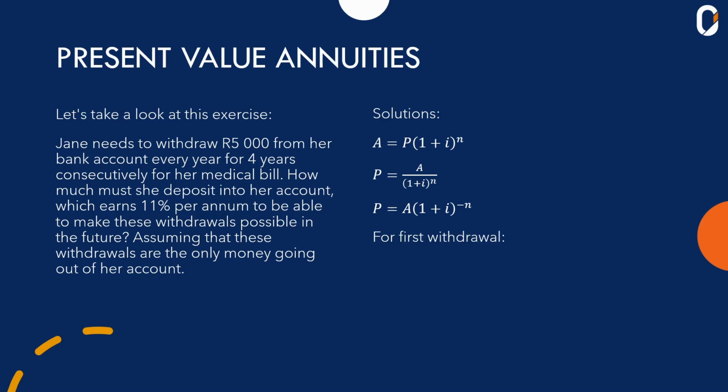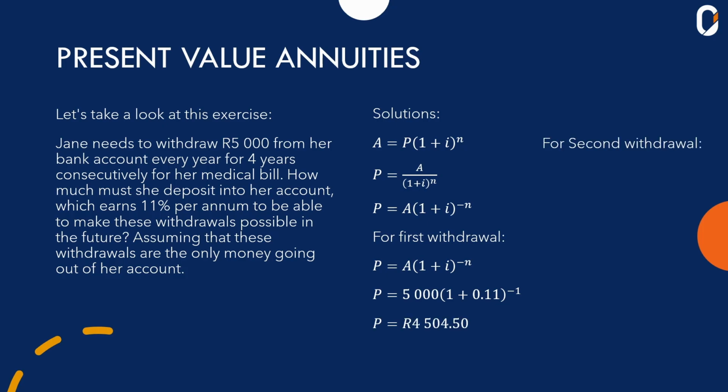And now for the first withdrawal, P is equal to A (1 plus i) to the power negative n. That is my formula, and substituting in the values now, P is equal to 5,000 (1 plus 0.11) to the power negative 1, because that's the first year. That will give me a value of 4,505.50. Now let's move on to the second withdrawal. P is equal to now 5,000 (1 plus 0.11) to the power negative 2, because this is the second year, and hence the new value will be 4,058 rands 11 cents.